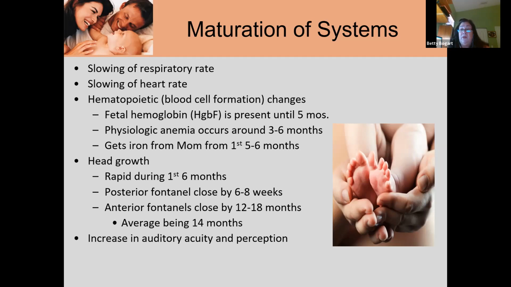Their heads at birth are huge. We've learned that in maternity. And their chest circumference is smaller. As they get older, their head does not grow as much as their chest. Their chest gets bigger. And by about a year, year and a half, you're going to see that they should be equal, or the chest should be bigger by then.